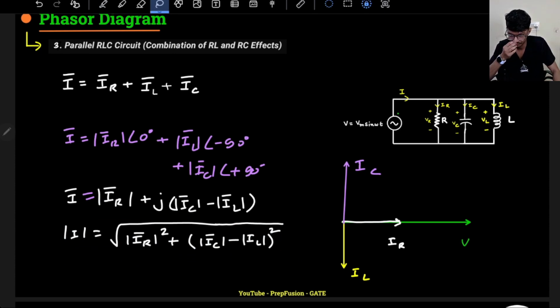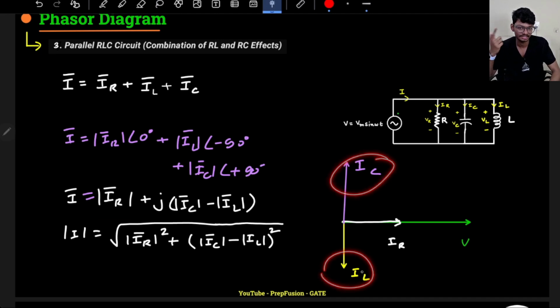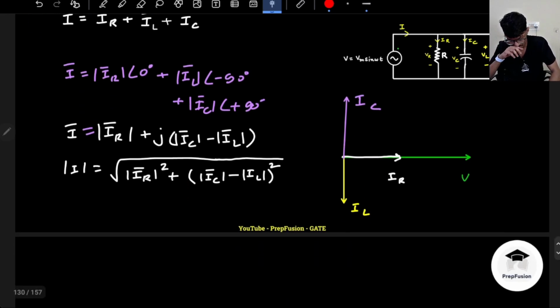What about the phase angle? Phase angle will have three cases depending on the magnitudes. If the magnitude of IC is greater than IL, of course it will be a leading circuit, so the angle will be positive. If the magnitude of IL is greater than the magnitude of IC, then the angle will be negative. But what about the impedance? Impedance is also the same thing only.